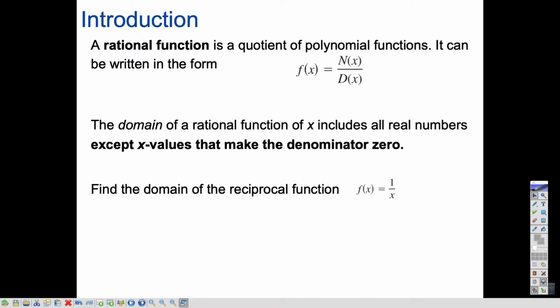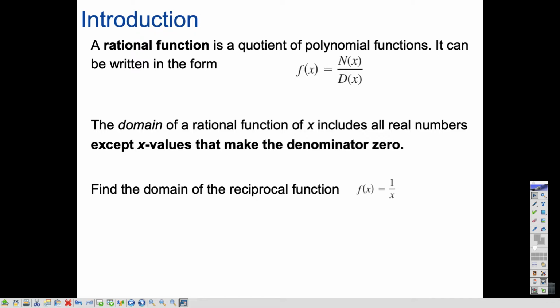So, a rational function, remember, is just a function that has a function in the numerator and a function in the denominator. What does N stand for? Numerator. What's D stand for? Denominator. Okay? All a rational function is, is just a fraction that has an expression in the numerator or the denominator or both. A rational number has no variables.